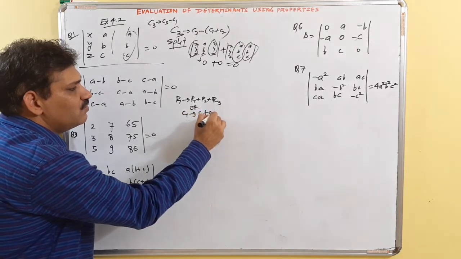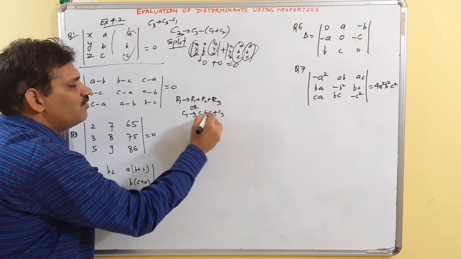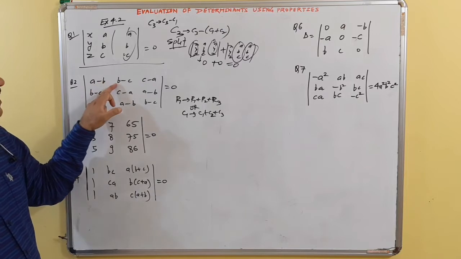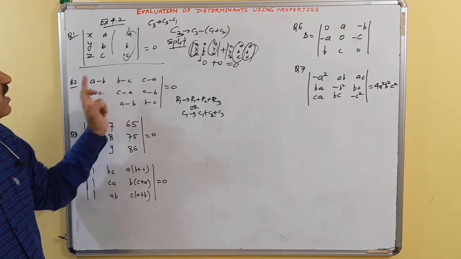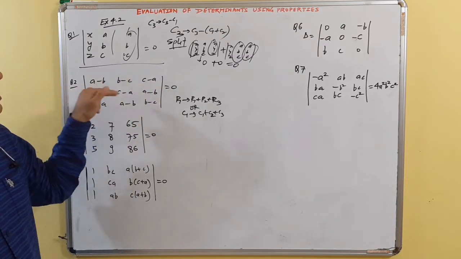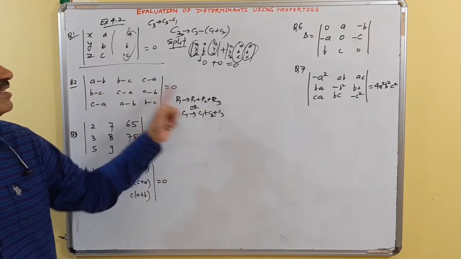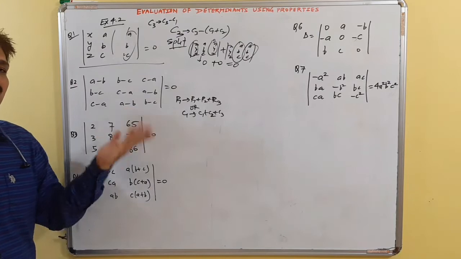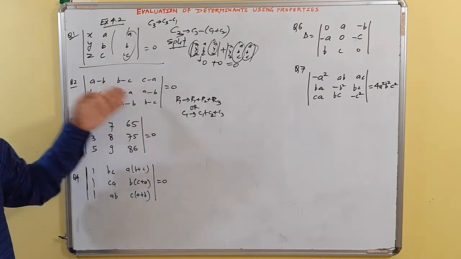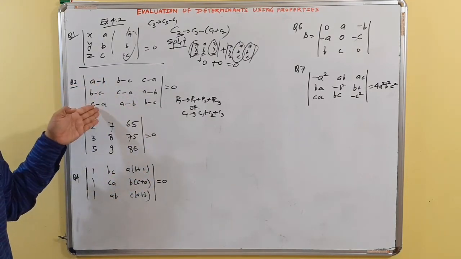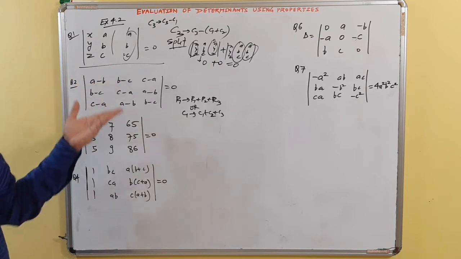or equivalently C1 plus C2 plus C3. What you find is B is negative, B is positive, C is negative, C is positive, A is negative, A is positive. If you add all, A will be cancelled, B will be cancelled, C will be cancelled, that is you are going to get 0, 0, 0. If you apply this to rows, you will get all zeros in the first row, so the value of the determinant is 0. If you apply it to columns, you will get all zeros in the first column, and the value of the determinant is 0.